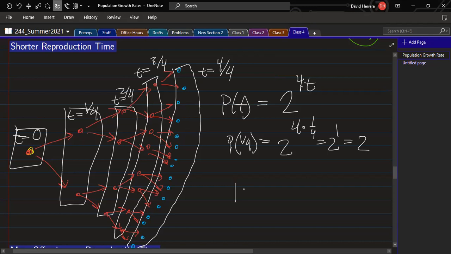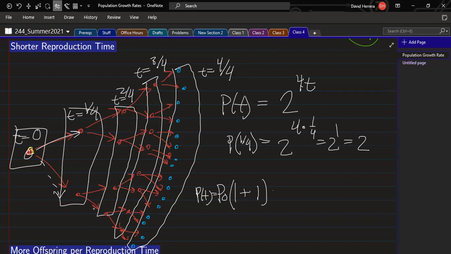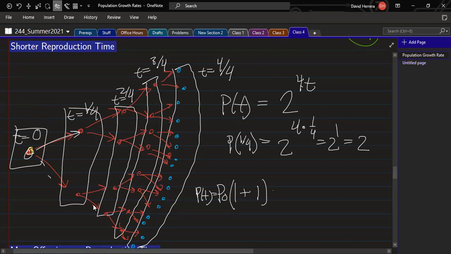Well, okay, you have one plus one, p naught. So at each time step, a single one is becoming another one. I mean, it's the same as here, and then it's producing one. So how do you think about it in terms of time step? Well, okay, you take t and you divide by how long it takes to produce one. How long does it take to do this step here? Okay. So you divide by a fourth, which is producing the 4t.